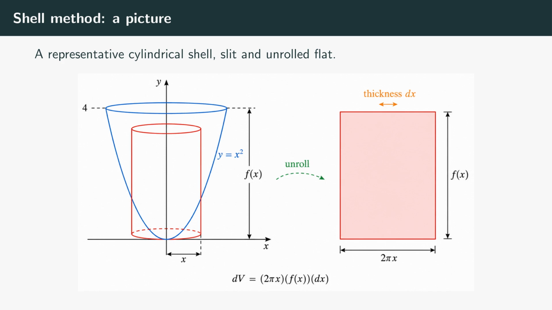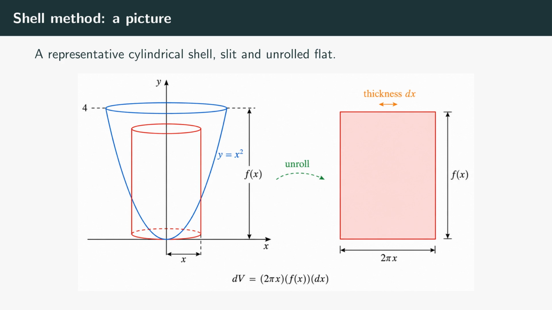On the right, the same shell, slit lengthwise and unrolled flat. It becomes a thin rectangular sheet. The width of the sheet is the circumference of the shell, 2 pi x. The height of the sheet is the height of the shell, f of x. The thickness of the sheet is dx, so the volume of the shell is 2 pi x times f of x times dx, a thin rectangular slab.